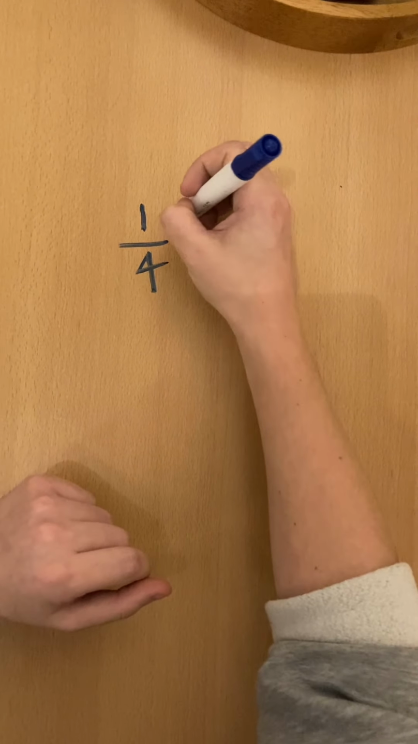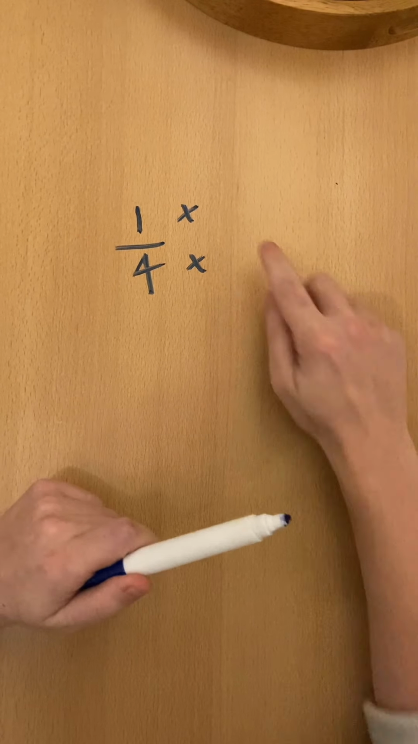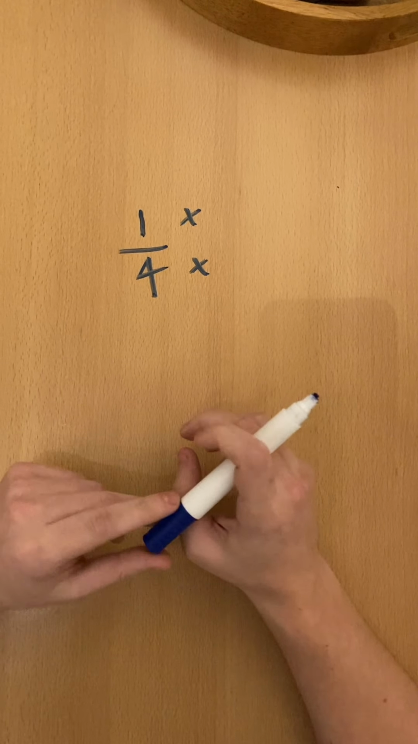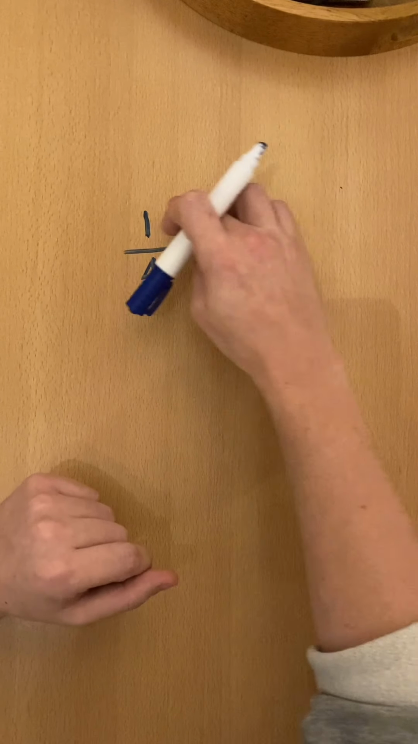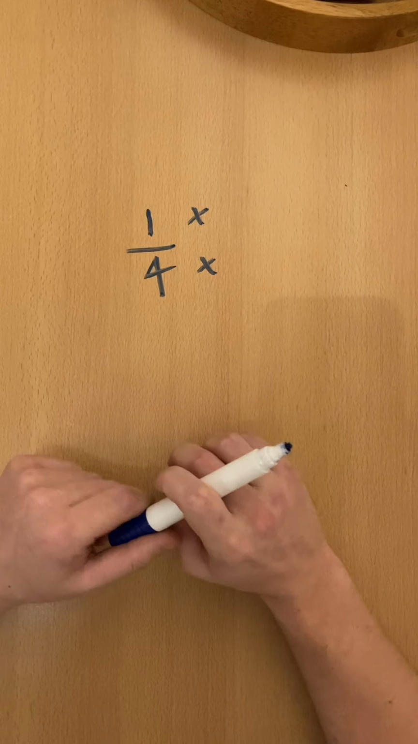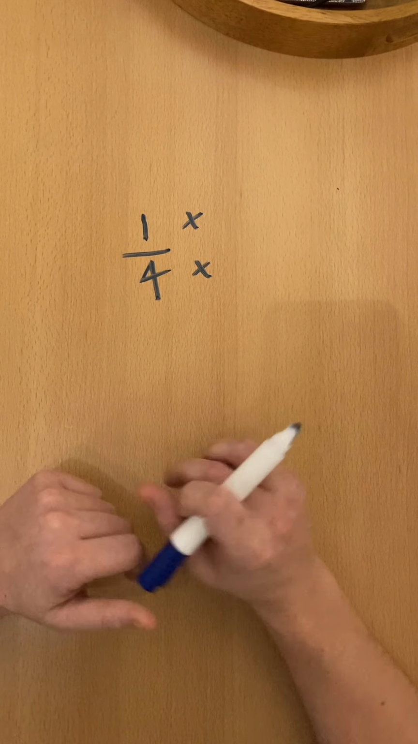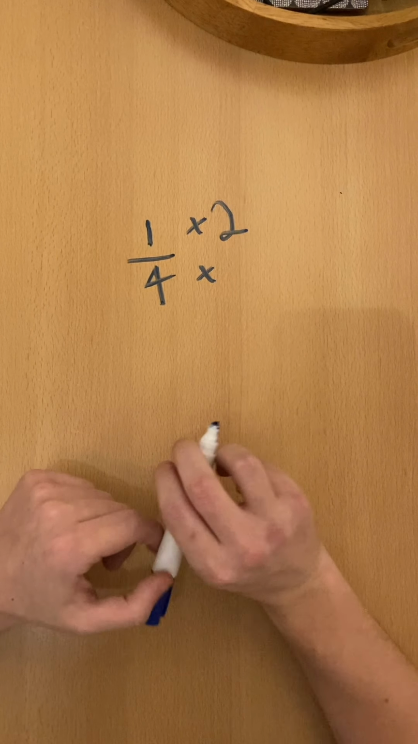When I am multiplying my fraction, I need to make sure that I'm doing the same thing to the numerator that I am doing to the denominator. It's important that I do this because when I'm timesing it by a number, if I am timesing the numerator and the denominator by the same number, then I will end up with an equivalent fraction. In this case, I'm going to use number 2 as my example.